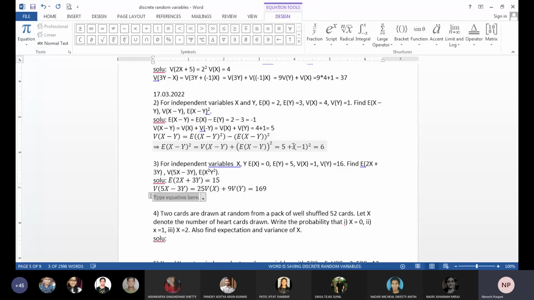ओके, वो 25 कैसा हुआ? 5 का स्क्वायर बाहर निकलेगा ना, a स्क्वायर आता है बाहर, तो 5 का स्क्वायर और वो -3 का स्क्वायर, तो इसके लिए 25 टाइम्स वेरिएंस ऑफ x प्लस 9 टाइम्स वेरिएंस ऑफ y, तो उसका आंसर आएगा 169.